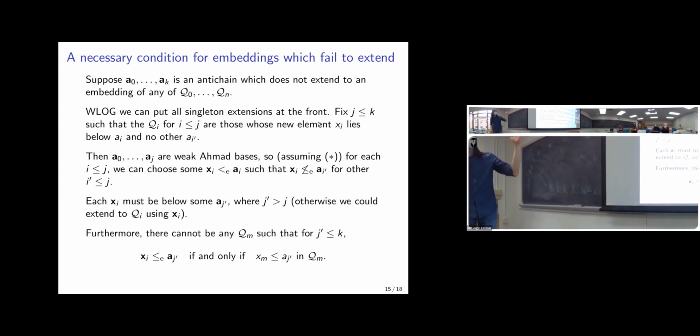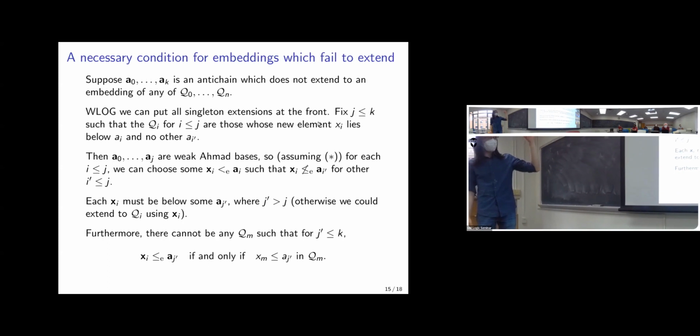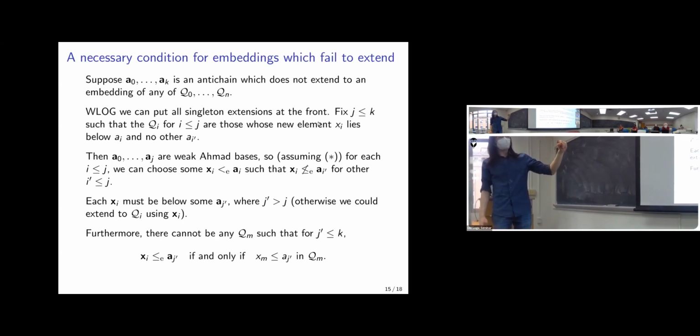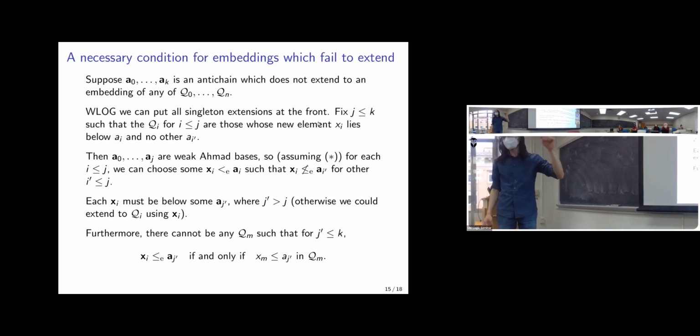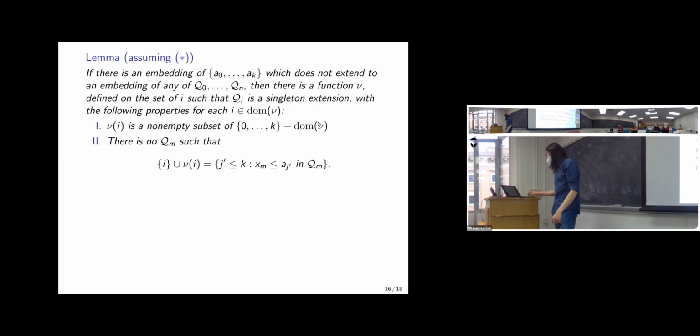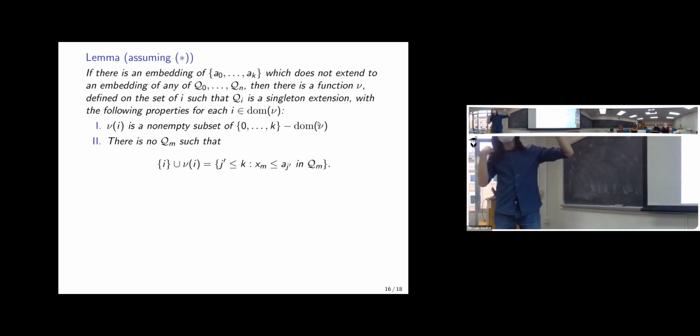Okay, so all of this, I know it's notationally very heavy, but the point here is that now we can use this to formulate some kind of combinatorial condition that only depends on the orderings QI. And the hope is that that's going to tell us exactly whether embeddings can extend or not. So here's how the condition looks. Again, this is a lemma, assuming that star is true.